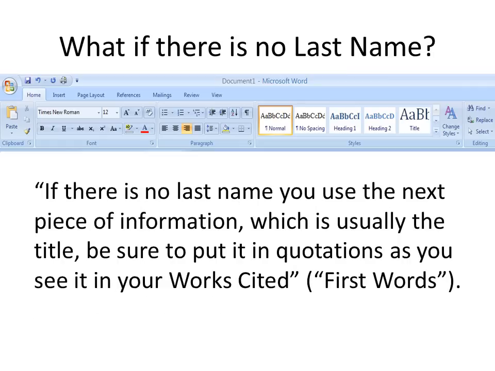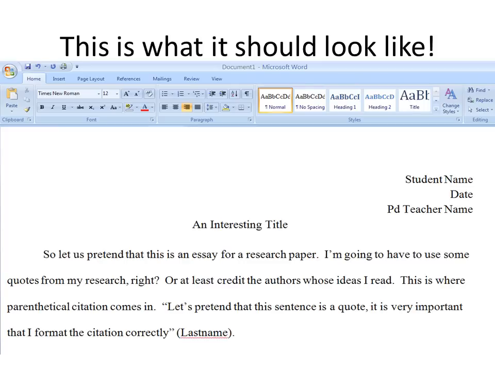You may be asking yourself, what happens if there's no last name? Some of my sources start with a title. So if there's no last name, you use the next piece of information, which is usually the title. But be sure to put it in quotations as you see it in your works cited. Example, open parentheses, quotation, first words, end quotations, end parentheses, then put your period. This may seem a little cumbersome at first, but once you get the hang of it, it will start coming more naturally. This is what it should look like in your paper.